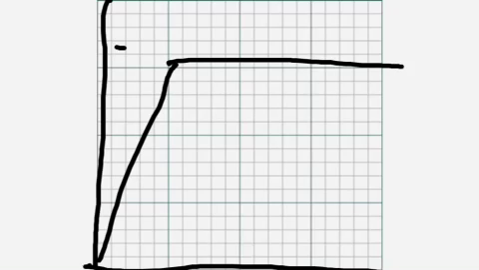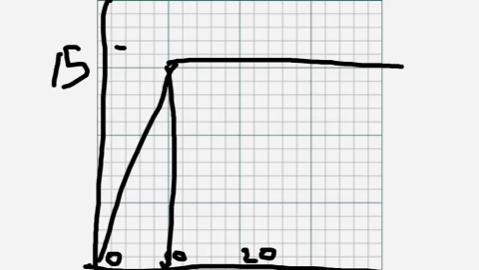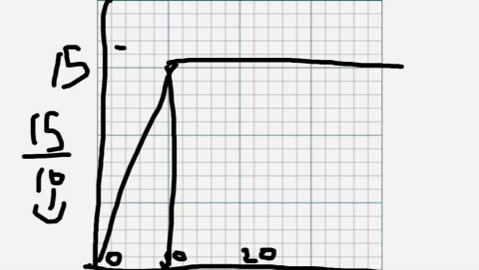For this, this is 0 seconds and this is 0, and 10 and 20 and so on. So we can find the acceleration by using the gradient, and say this is 15. It's going to be 15 over 10, so 3 over 2 is the acceleration, in meters per second squared. So it's 15 meters over 10 seconds, 1.5.